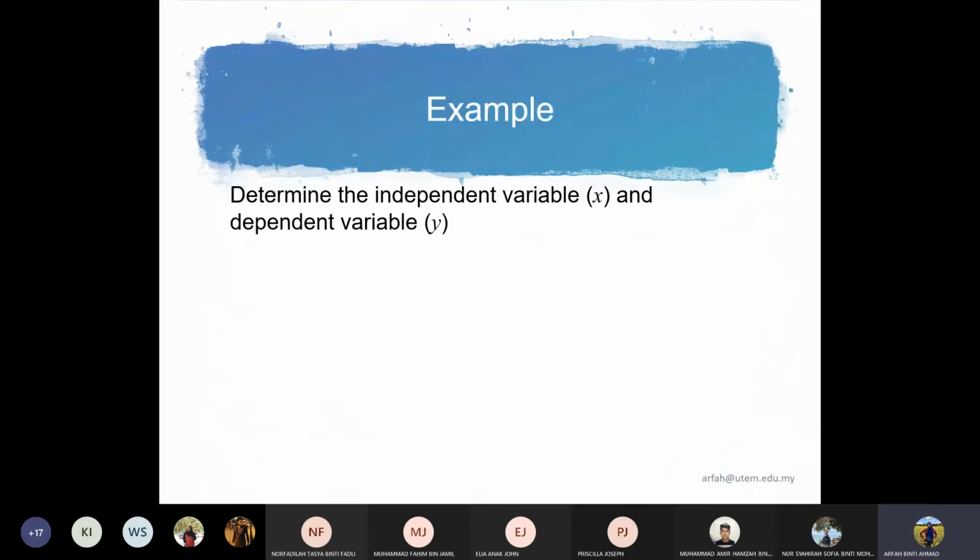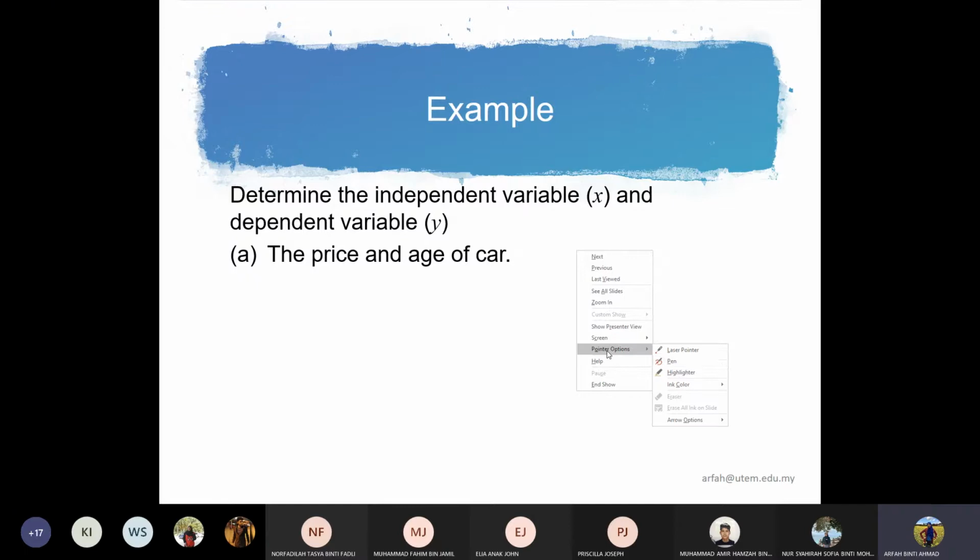So for example, independent variable normally we denote by X, and dependent variable will be denoted by Y. Okay. So contohnya the price and age of car. So, harga kereta akan ditentukan oleh umur kereta. So, makin lama umur kereta makin tinggi ke makin rendah harga kereta?